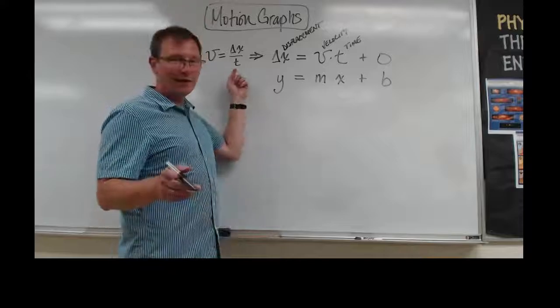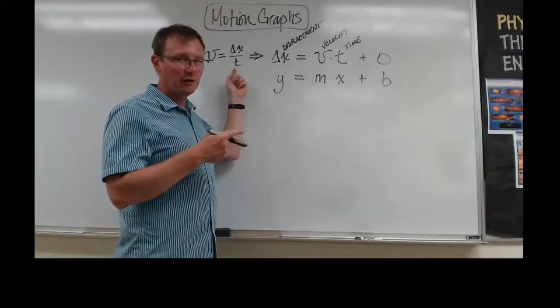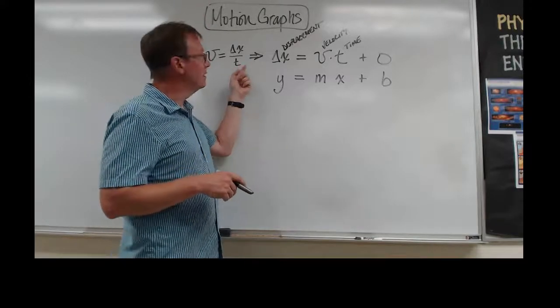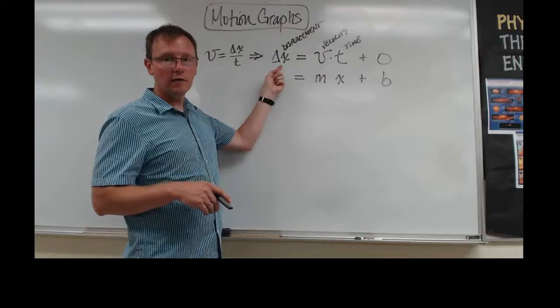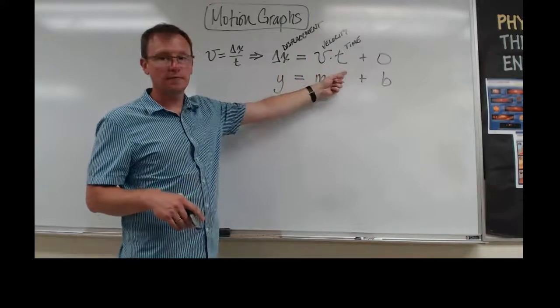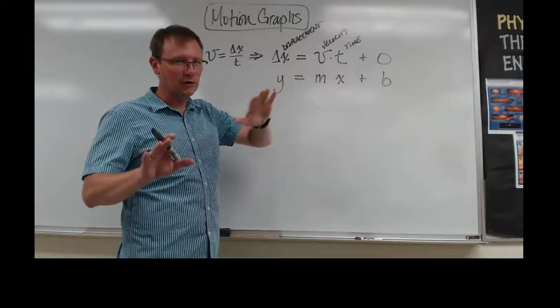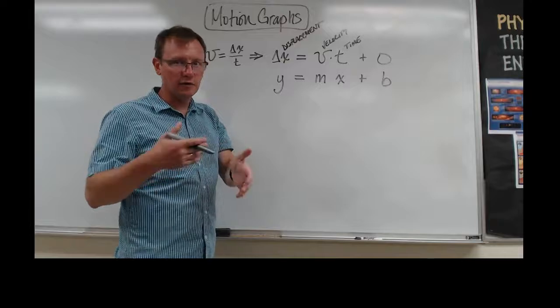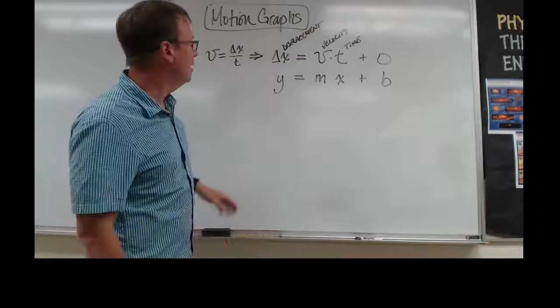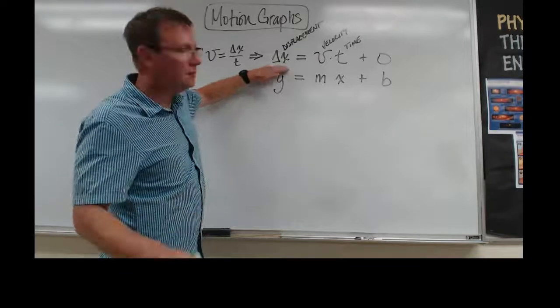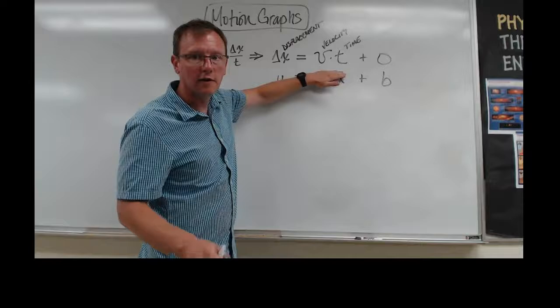But to make it a conversion factor, I really need to rearrange it again. So I'm going to multiply both sides by t, and I end up with this, right? So delta x equals v times t. Now I added in plus 0 just for the same trick as I did when we were talking about speed, so don't freak out about that. Delta x is the displacement, v is the velocity, t is the time.